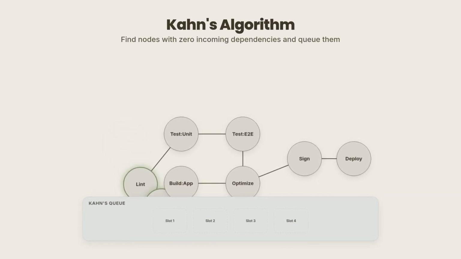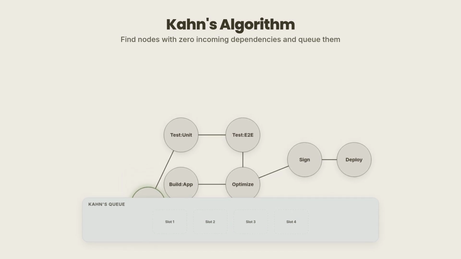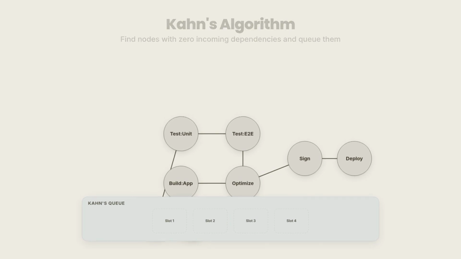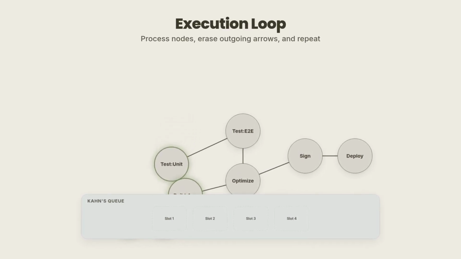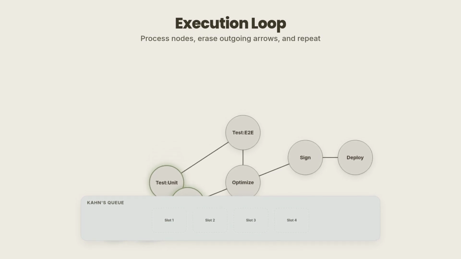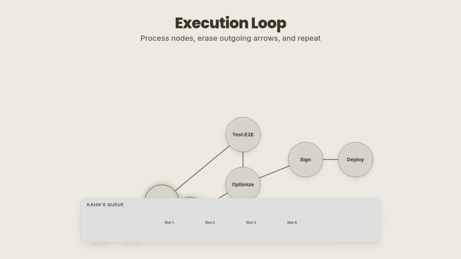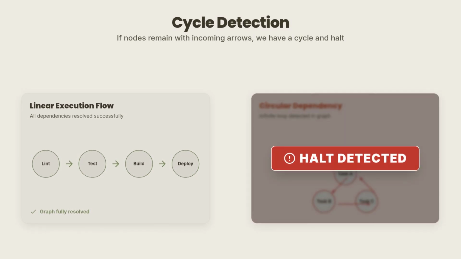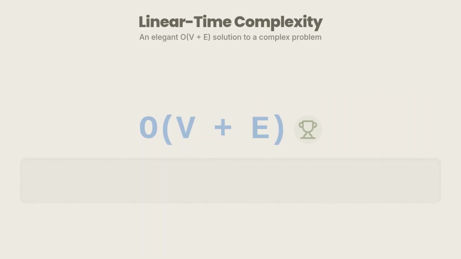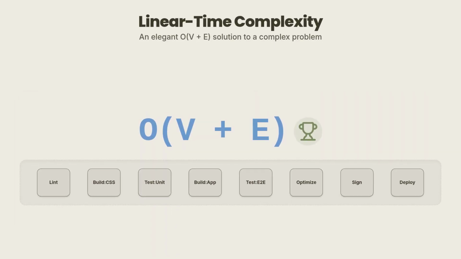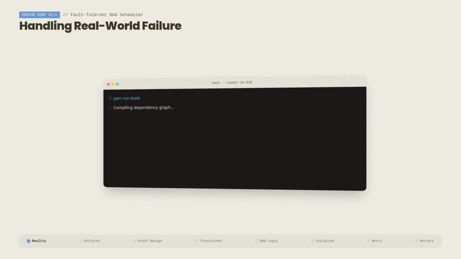We find all nodes with 0 incoming dependencies, our starting points. We place them in a queue. As we pull a node from the queue and execute it, we virtually erase its outgoing arrows from the graph. If any downstream nodes now have 0 incoming arrows, they get pushed onto the queue. If we ever finish this process and there are still nodes left with arrows pointing to them, we know our graph has a cycle, and we halt. It's an elegant, linear time complexity solution to a problem that seems incredibly complex at scale.